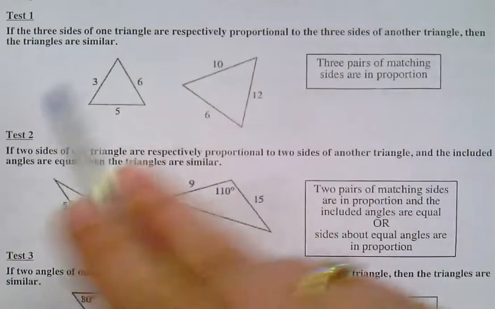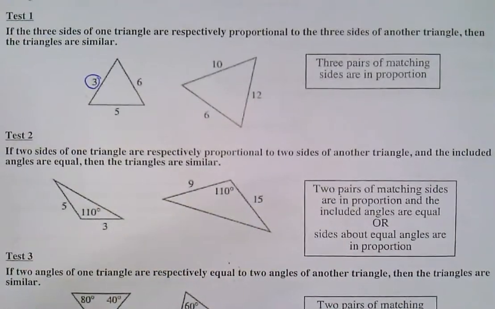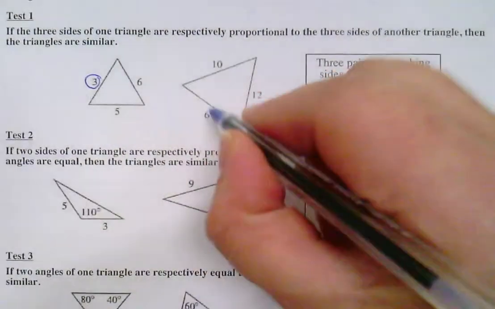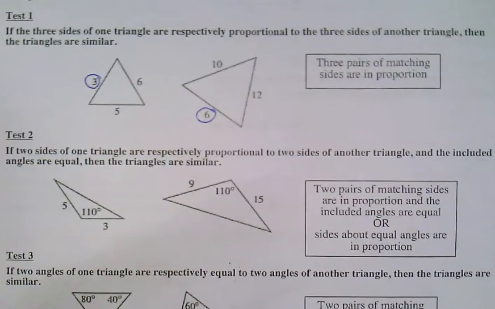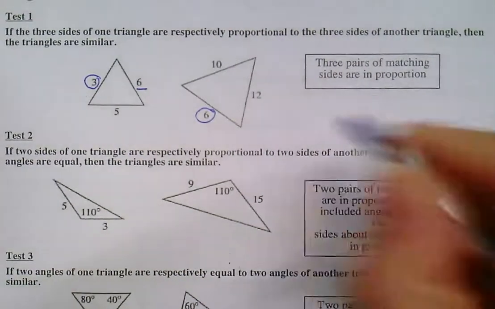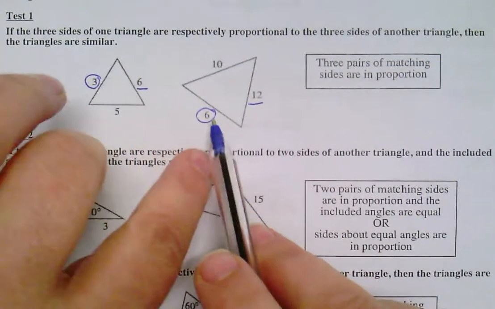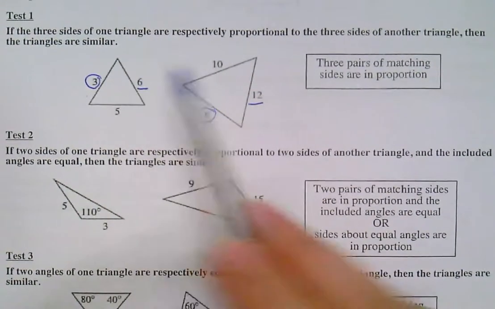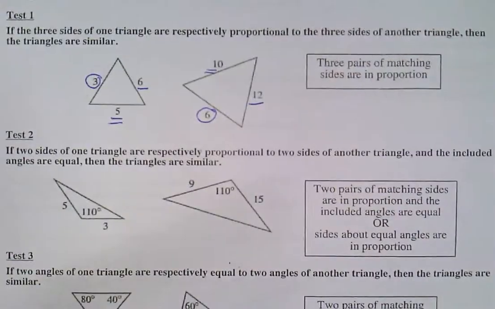Let's look here. How would you know which sides to match up with which? 3 is the smallest side in the first triangle. What's the smallest side in this second triangle? So they're matching. What about the largest side in the first triangle? 6 is the biggest. What's the biggest in this one? So girls, we can see that 3 matches with 6. Of course, the small side will match with the small one, and the biggest will match with the biggest. And the in-between ones: 5 would match with 10.